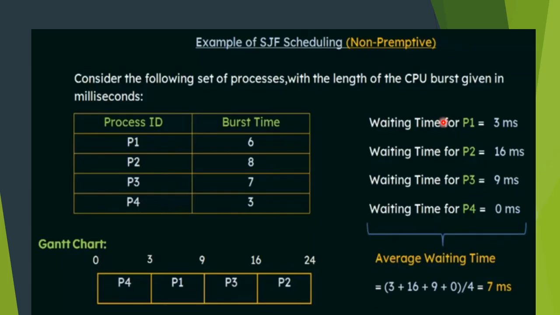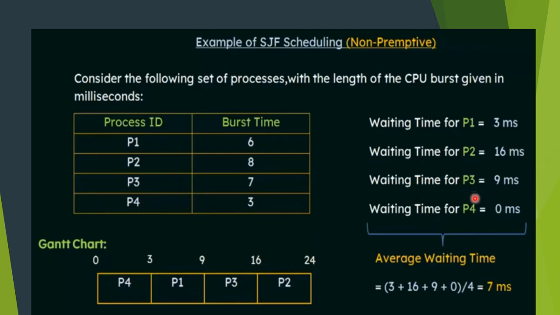So to calculate the waiting time, process 1 had to wait for 3 milliseconds before it could be given the CPU. It got the CPU as soon as process 4 was done, which means it waited for 3 milliseconds. And then process 2, this one had to wait for 16 milliseconds. You had to wait for process 4, process 1, and process 3 to get done, which means you have to wait for 16 milliseconds.